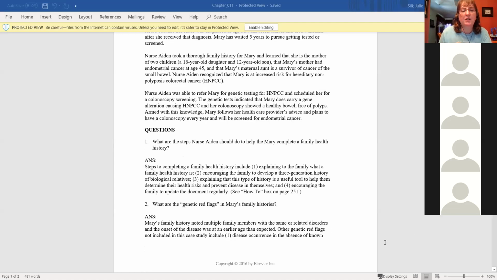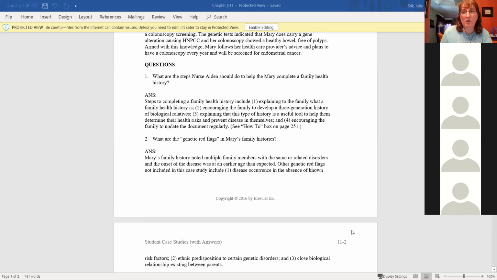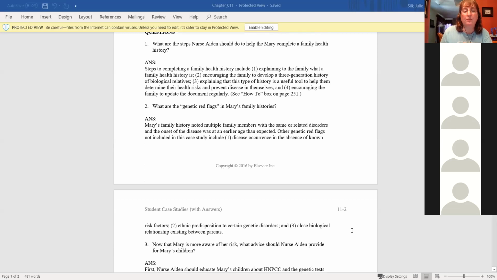All right, so down here it says Mary's family history noted multiple family members with the same or related disorders, and an onset of the disease at an earlier age than expected. Other genetic red flags not included in the case study would have been disease occurrence in the absence of known risk factors, ethnic predisposition to certain genetic disorders, and also a close biological relationship between parents. That would be another one.